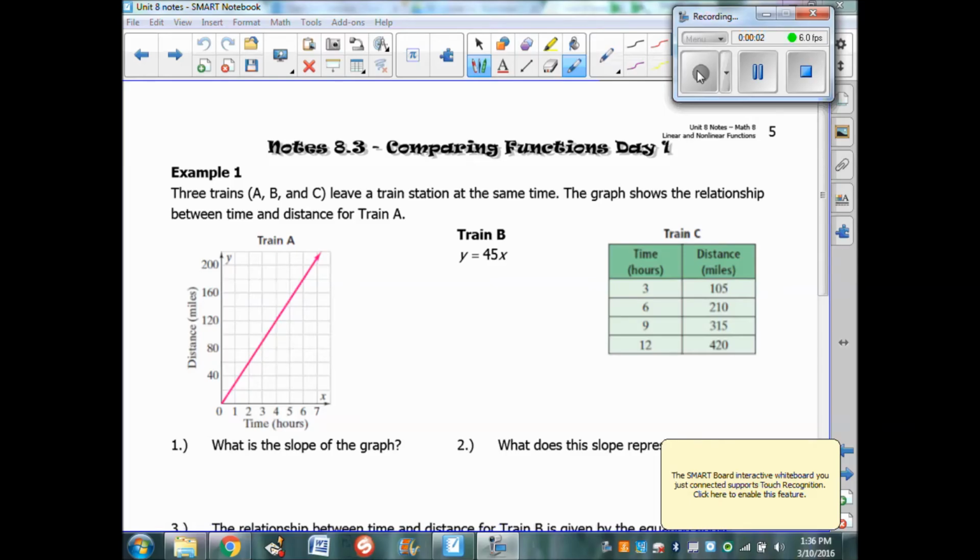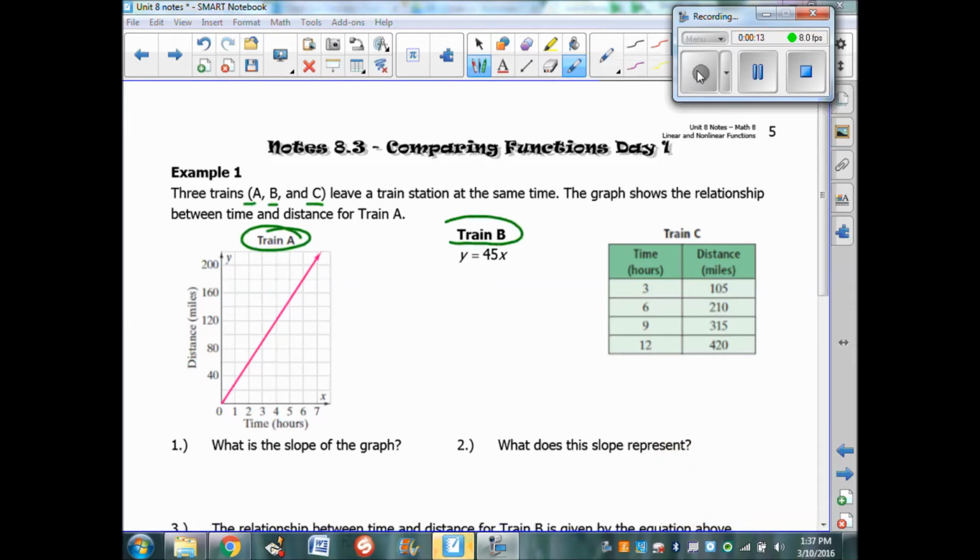Notes 8.3, comparing functions. It says three trains, A, B, and C. Okay? We have train A in a graph, train B's equation, and train C we have as a table. And they leave the station at the same time.